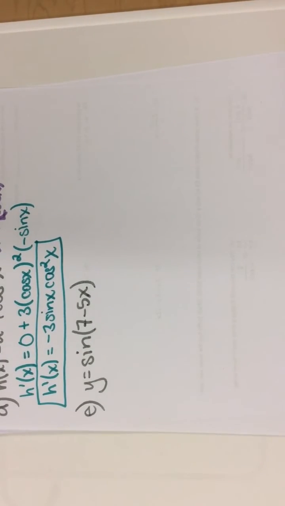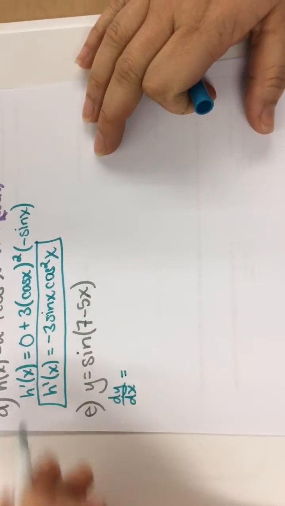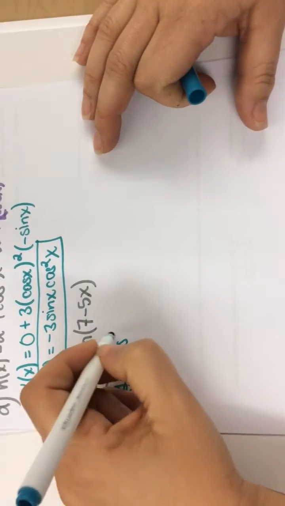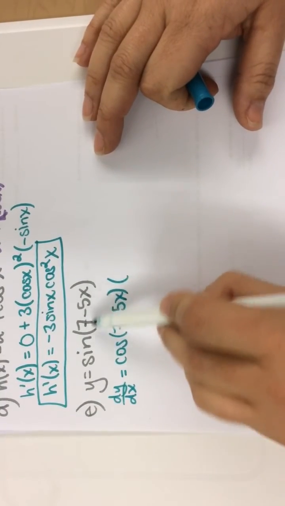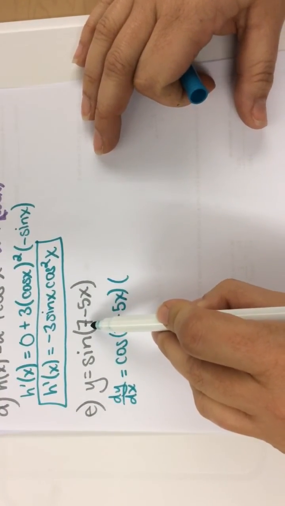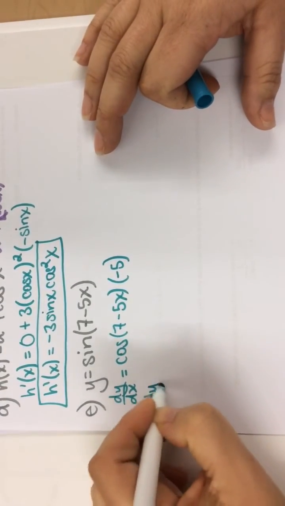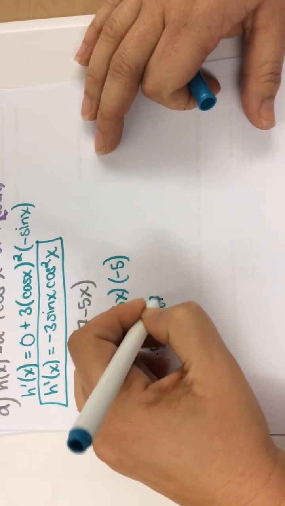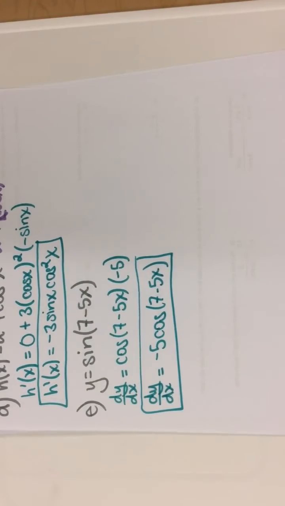Okay, outer function is sine, inner function is 7 minus 5x. So the derivative of y, derivative of the outside, sine is cosine, leave the inside alone, multiply by the derivative of the inside. Derivative of 7 is 0. Derivative of negative 5x is negative 5. And again, if this were free response, I would leave it just like that. But because I am a little bit of a perfectionist, I'm going to write it like that.